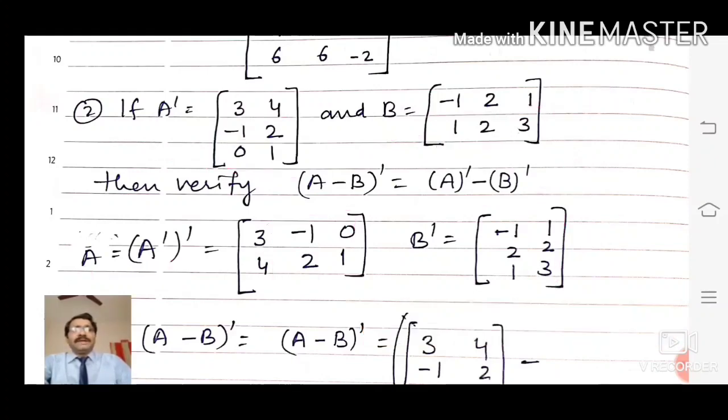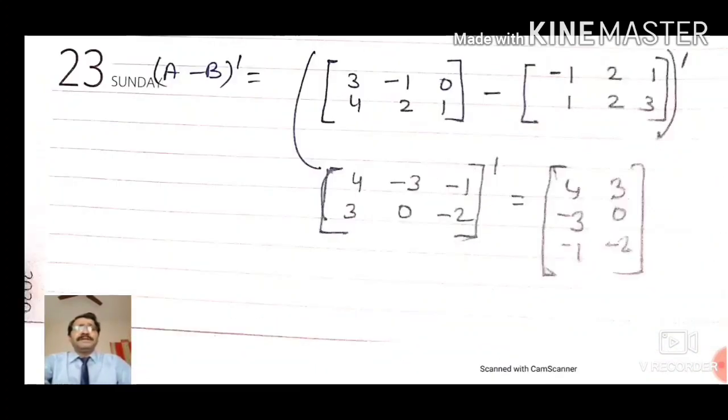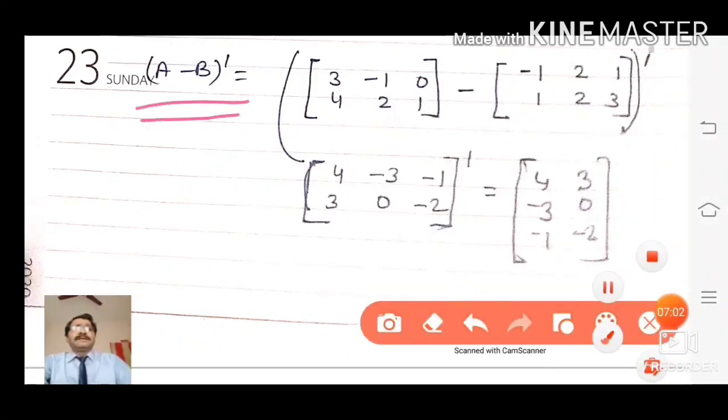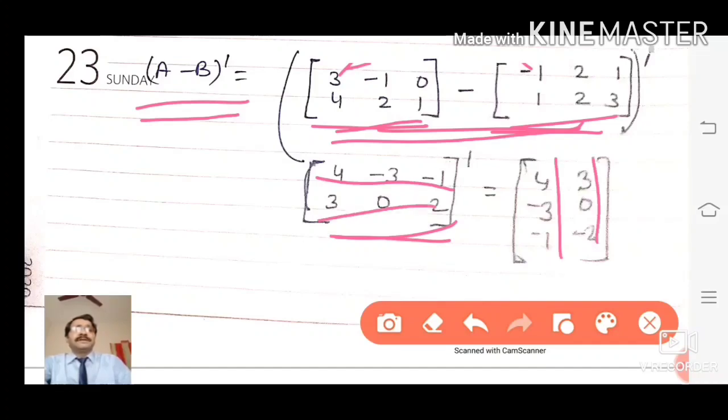Now all these values, whatever you get, you will put on the left hand side. This way you put (A minus B) transpose equal to this. So you will get, look here, A minus B. A you put, B you put, transpose. So subtract these, corresponding elements you can subtract, and then you will get this. And this transpose means first row you change into first column, second row into second column. So you get this, and this is the left hand side.